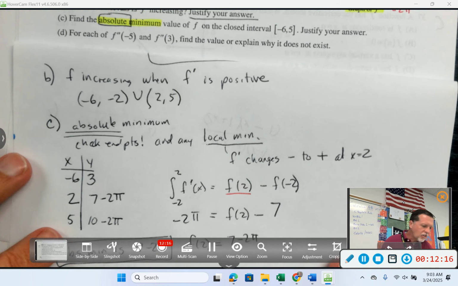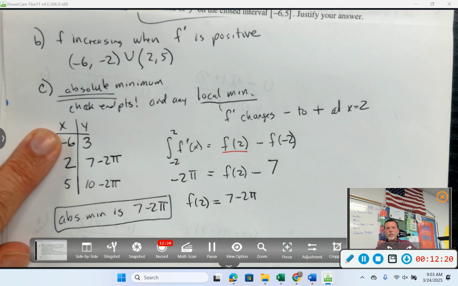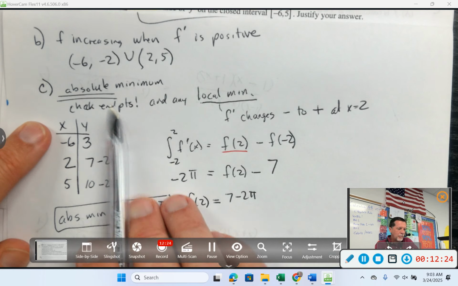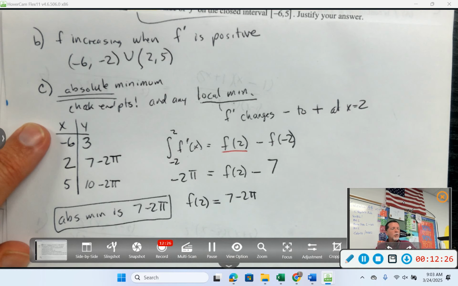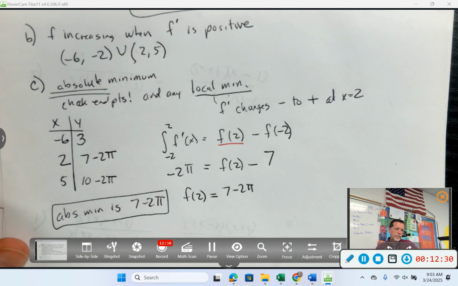It says justify your answer, but the candidates test, that table of values, is the justification, especially if I've spelled out that I'm checking the endpoints and any local minimum. So I've justified that.